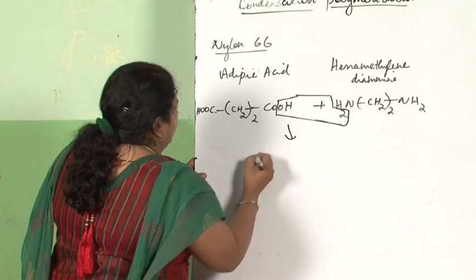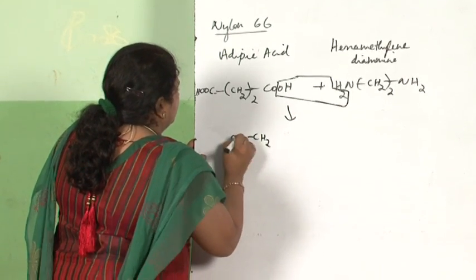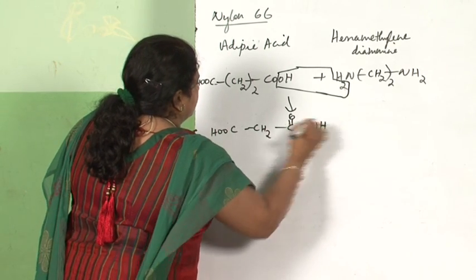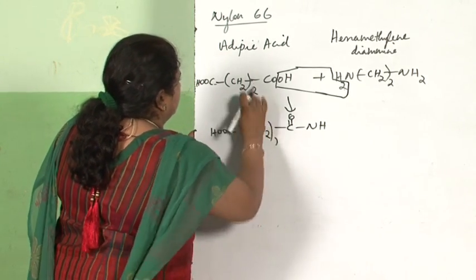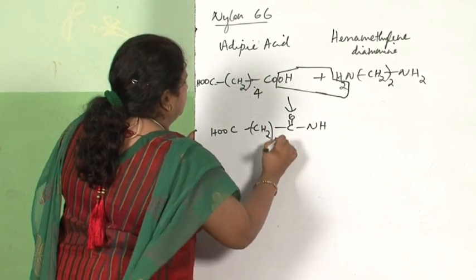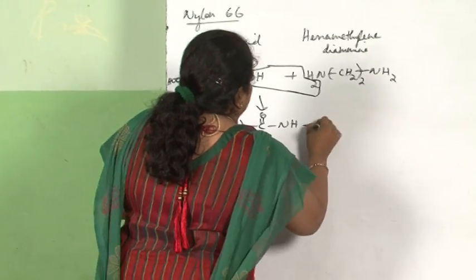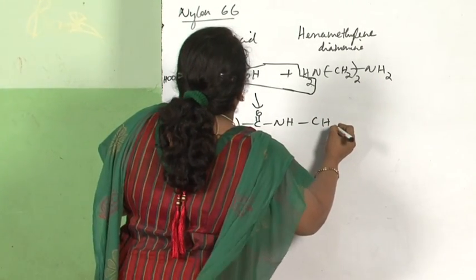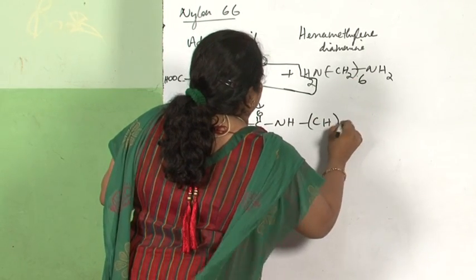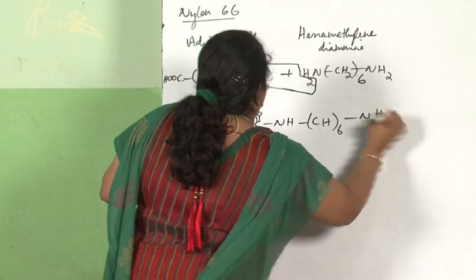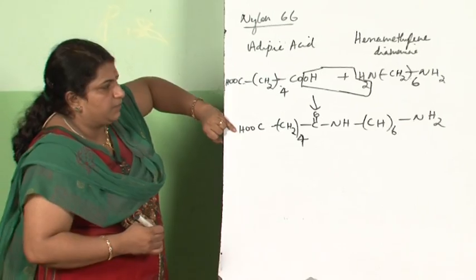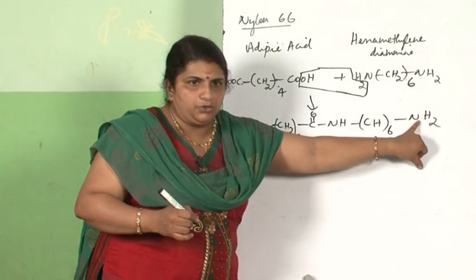So your compound will be HOOC-(CH2)4-CONH-(CH2)6-NH2. This is an amide. As you know, this end is a carboxylic acid, this end is an amino group.